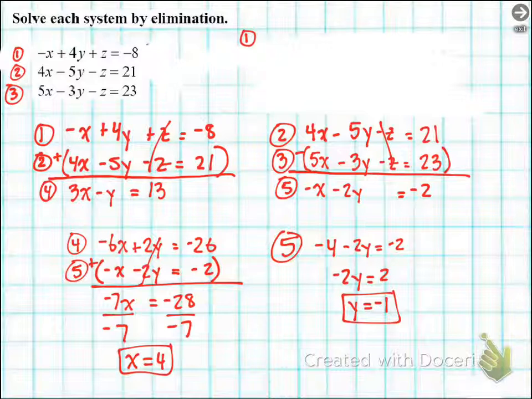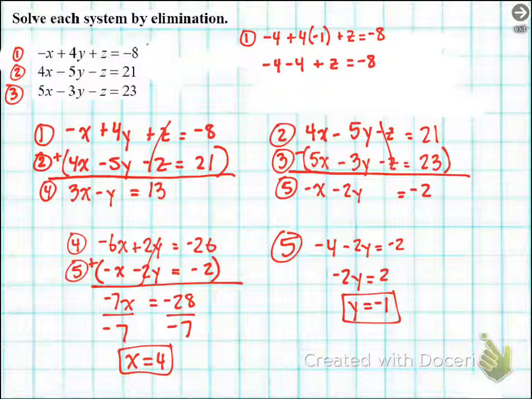Positive 1. So we got negative x, so it's going to be negative 4 plus 4y. So it's 4 times our y that we figured out, so it's 4 times negative 1, plus z is equal to negative 8. Okay, so we got negative 4 minus 4 plus z is equal to negative 8. So we got negative 8 plus z is equal to negative 8. So z is equal to what?